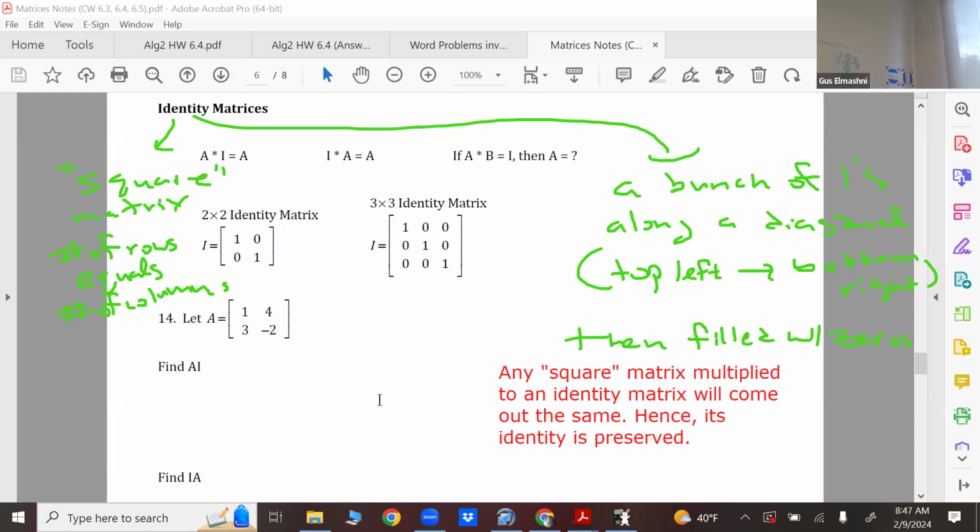Or if A times B equals I, this is gonna be a tricky one. We're gonna talk about it in a little bit. But if A times B equals I, then A equals the inverse of B. We'll talk about this on the next page. Really cool, the inverse of B, if two matrices multiply to an identity.